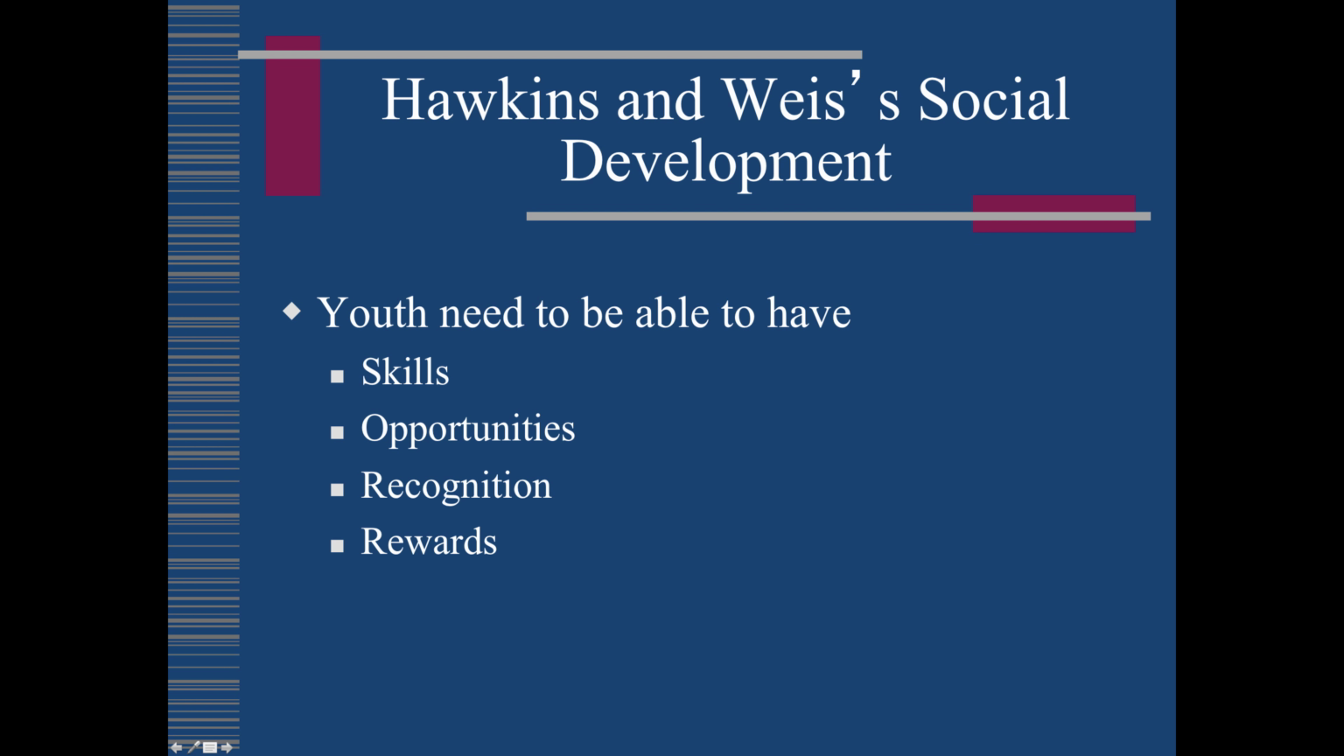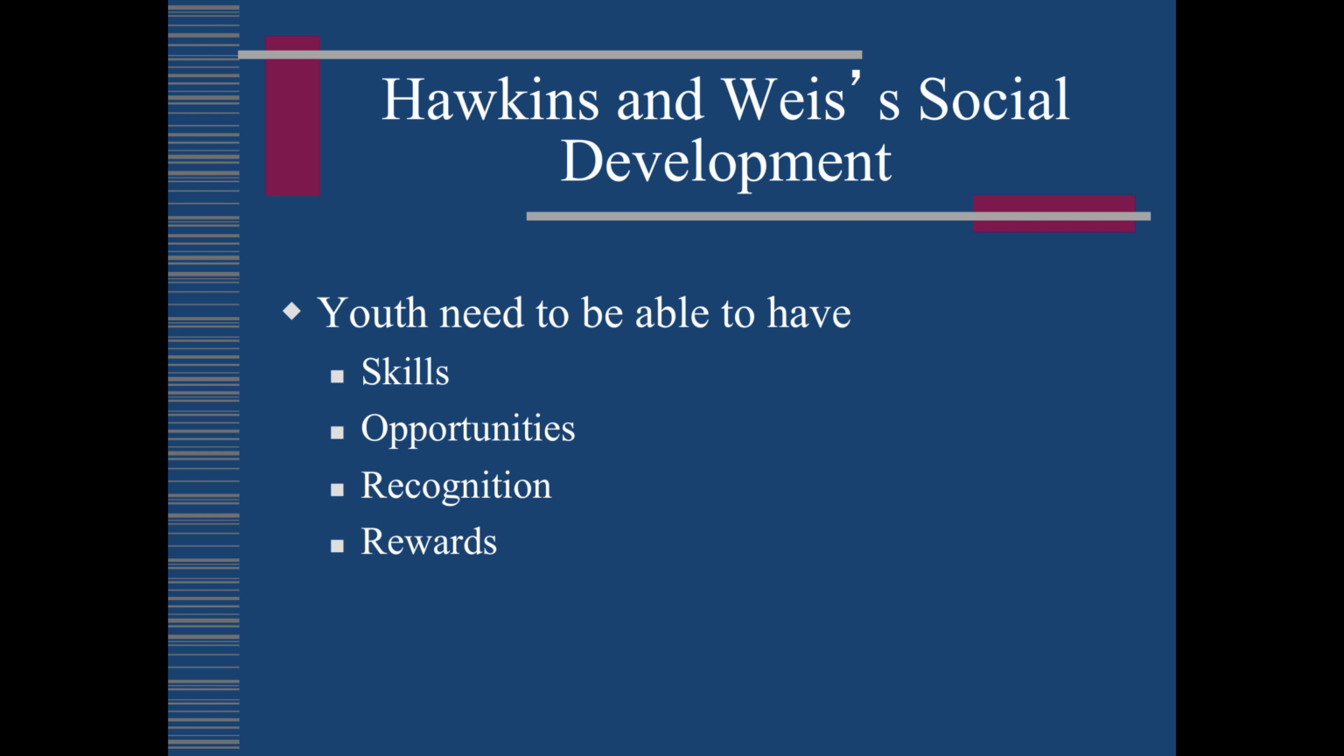David Hawkins and Joseph Weiss created a social development model to explain delinquency. This model is based on the integration of social control theory and cultural learning theory. According to social control theory, the weakening, the absence, or the breakdown of social controls leads to delinquency. Cultural learning, or cultural deviance theory, emphasizes the role of peers and the community in the rise of delinquency. So in disorganized communities, youth are at greater risk of delinquency.